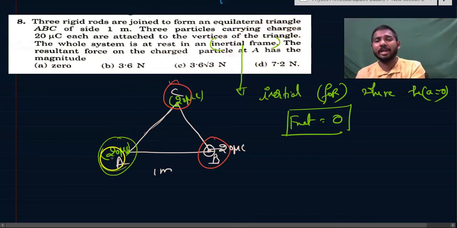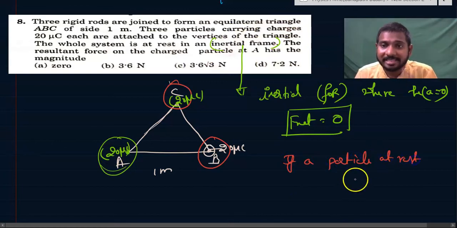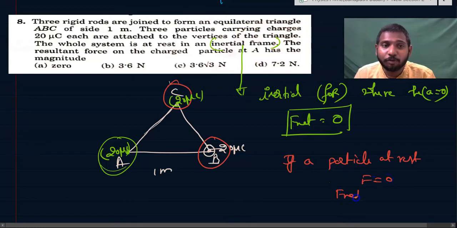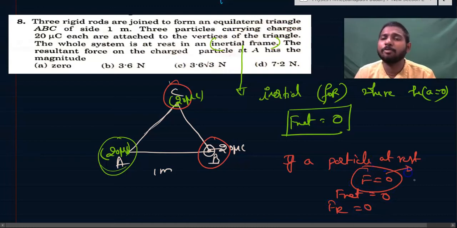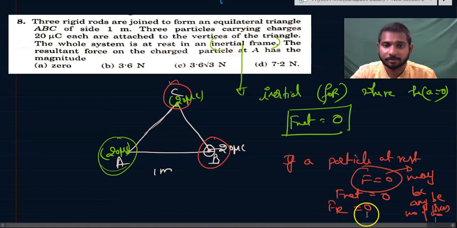But all the forces together, the net force, should be equal to 0 because the system is at rest, and every particle in the system is also at rest. You need to understand, the mistake you make is saying force is equal to 0. No, force is not equal to 0. Net force or resultant force should be 0. There may be any number of forces, but net force should be 0.